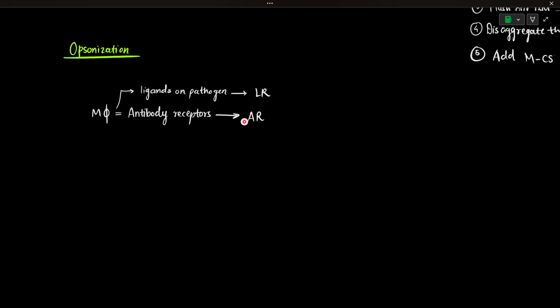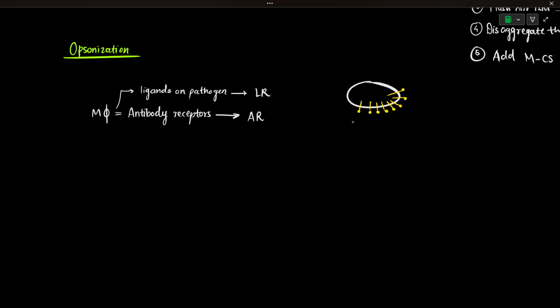So what happens is that the pathogen has multiple ligands over it. Let me draw it properly so that there will be no confusion. So this is the pathogen, and it has multiple ligands over it. Those ligands can bind to their particular receptors over the macrophage as well.